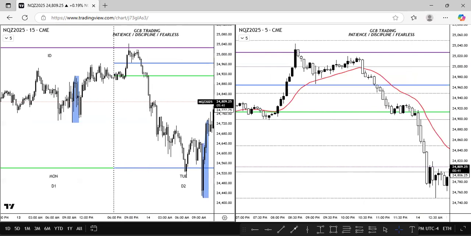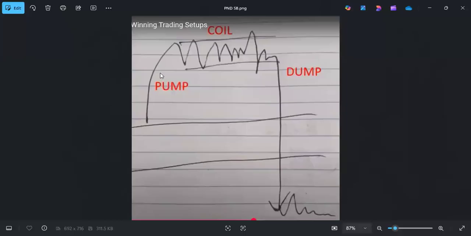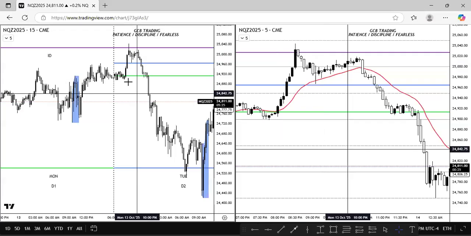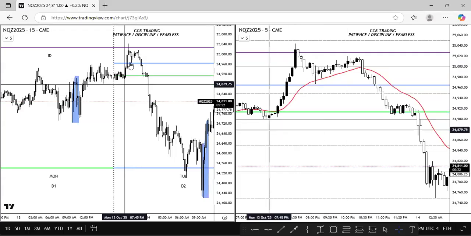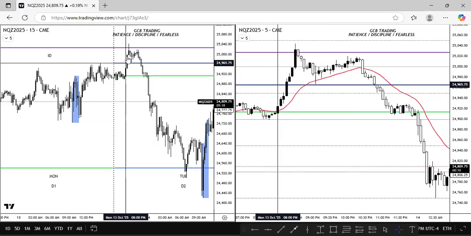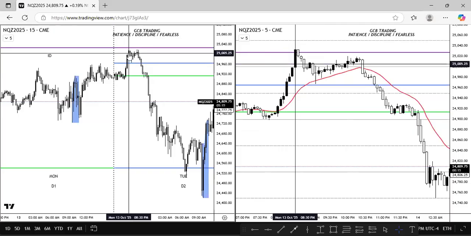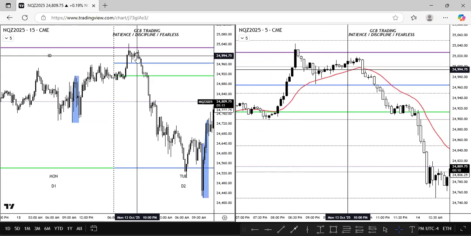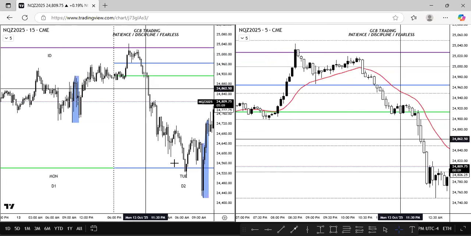So that's all we've got to look for. Look at the pattern. This is the same thing: pump, coil, dump. That's exactly how this setup in the Asian session looked. This is what you guys need to train your eyes to see. Train your eyes to see the pattern. You got your daily signal. We got a signal on the day breaking out. We get our pump up in the first hour. Second hour, we get the coil sideways. Third hour, we get the dump.